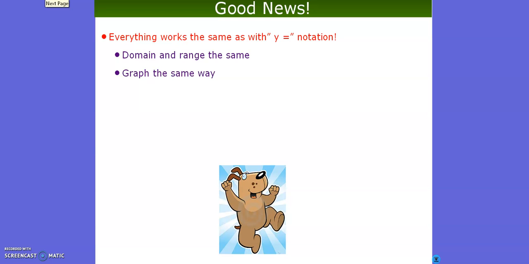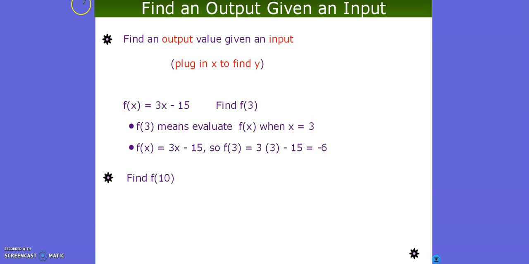Everything works the same way as function notation as y equals. The domain and the range is the same. We graph it the same way. Let's see what we can come up with. It says find an output given an input. Find an output given an input.